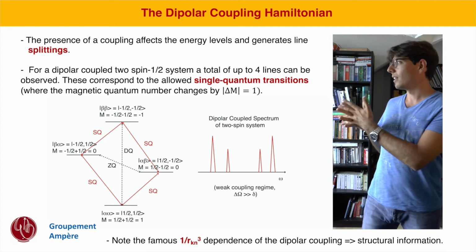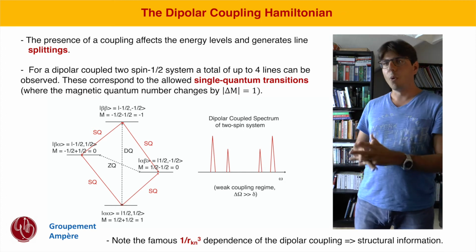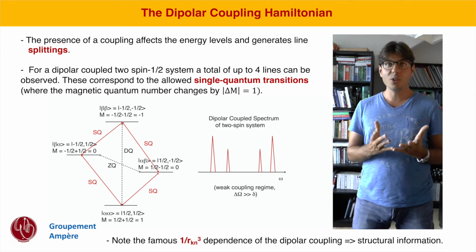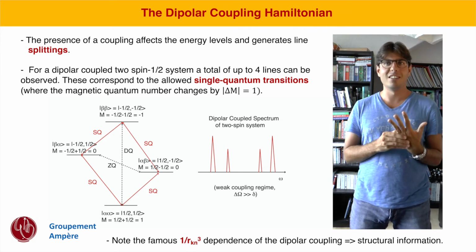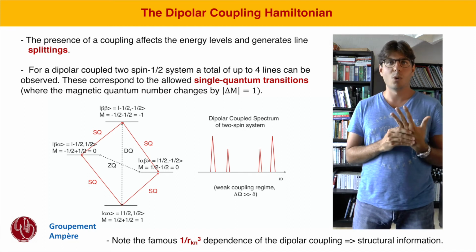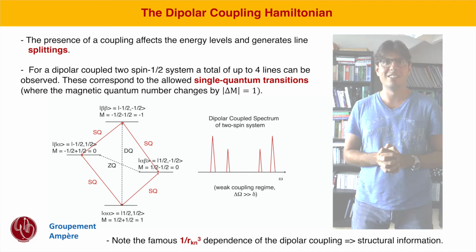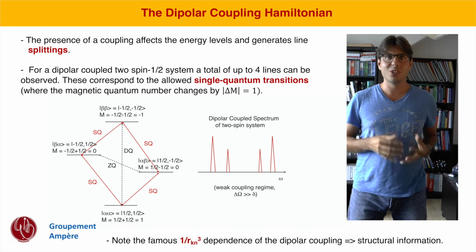And this is what you see here: from all these different transitions that we could have, the only ones that are really going to be observed are the 4 transitions related to the single quantum transitions in our system. Final remarks also on this slide.